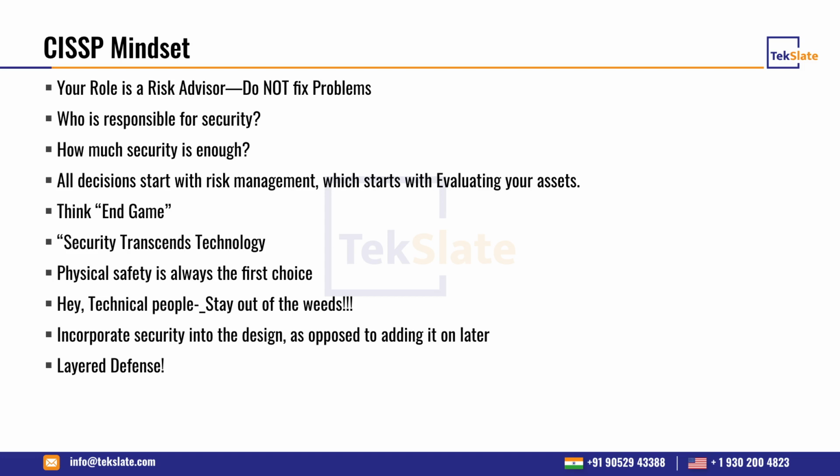So let's discuss these mindsets. The first mindset is your role is risk advisor. This means maximum positions are for CISO, and you have to think like a CISO. So a CISO doesn't fix the problems, doesn't troubleshoot, they just advise, right? When you are solving the questions, keep in mind that you are an advisor. You solve the problem strategically, not fix the problem. You advise, actually.